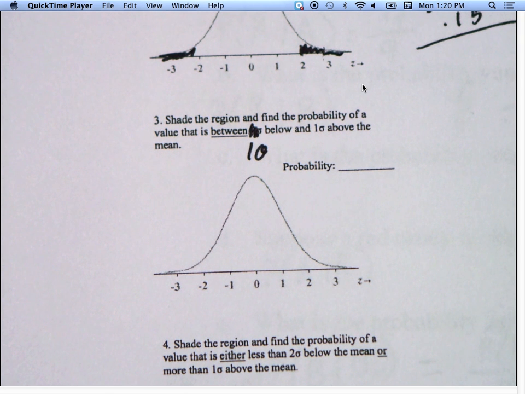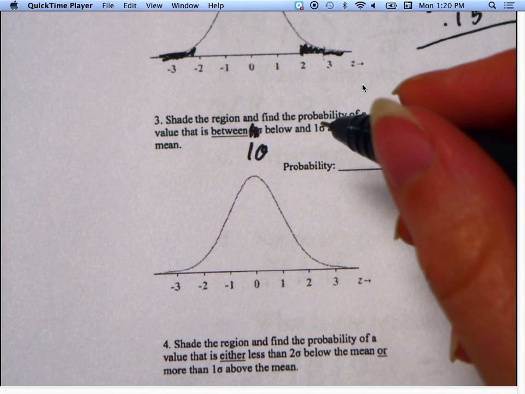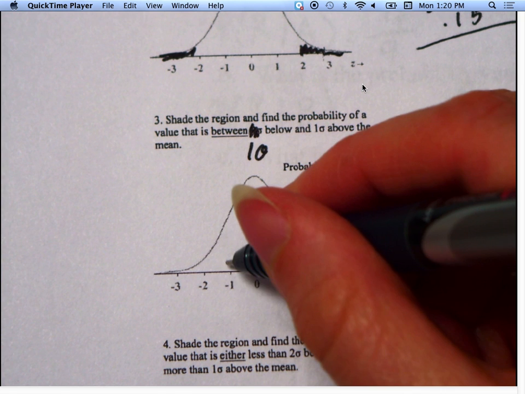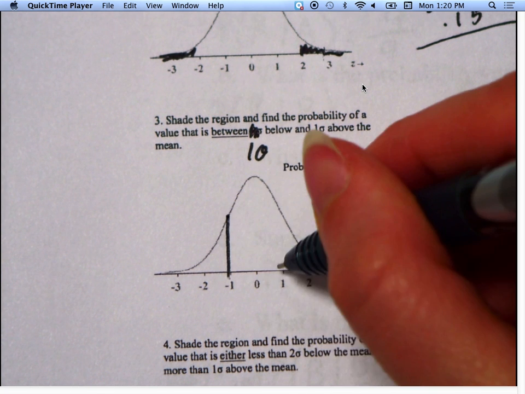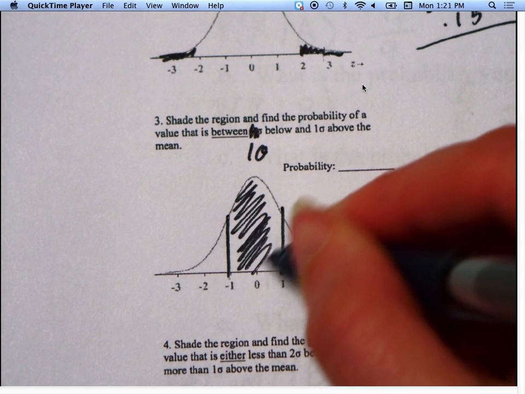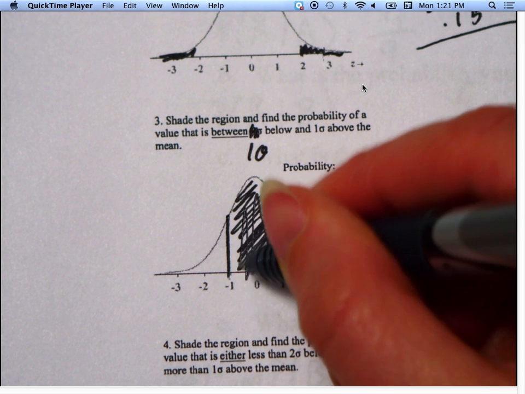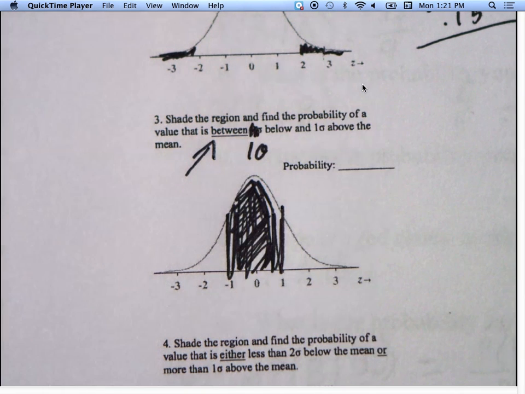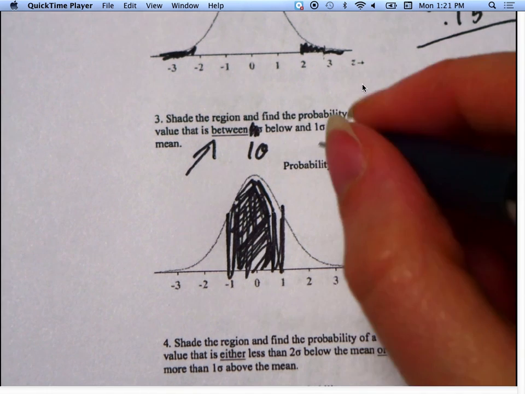Miss Murphy, can I say it? Yeah, 27.7. That is not what I. It's between -1 and 1, right? So it's this whole area right here. Yeah, because it says what word that messed you up that you should have read? Between. So it's 68%.